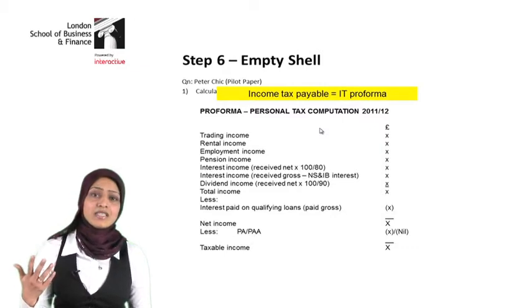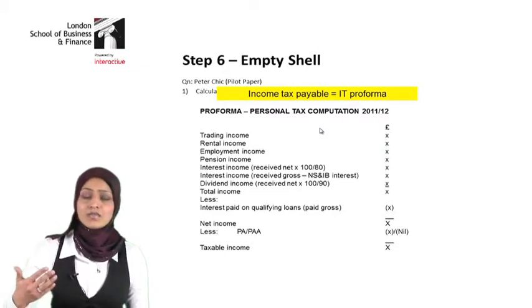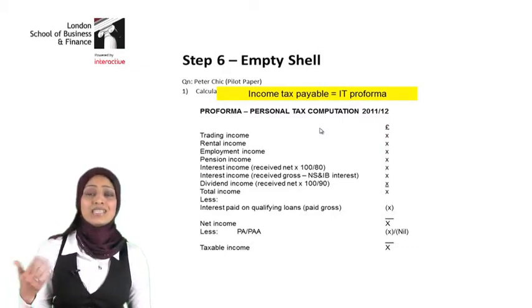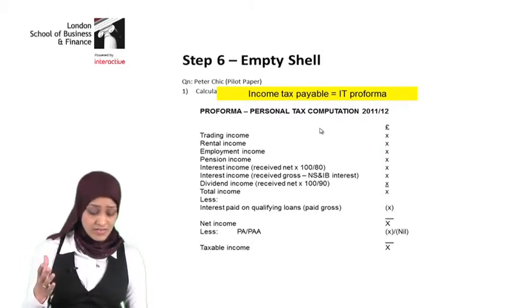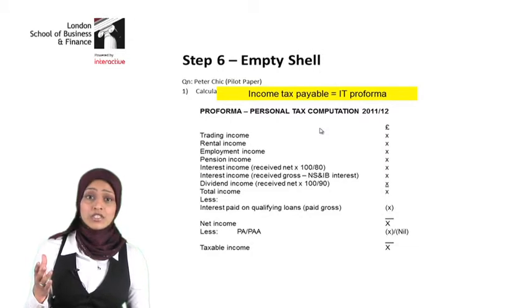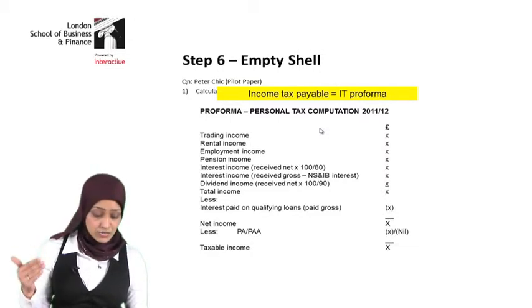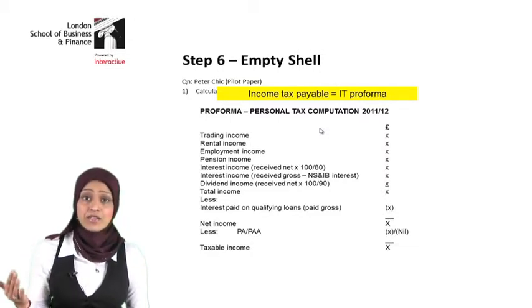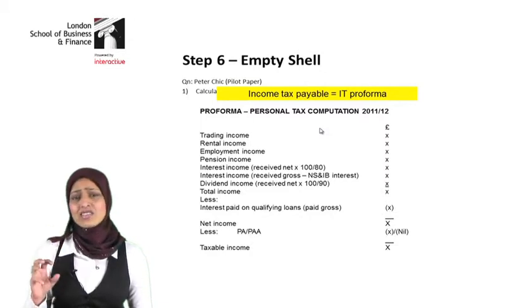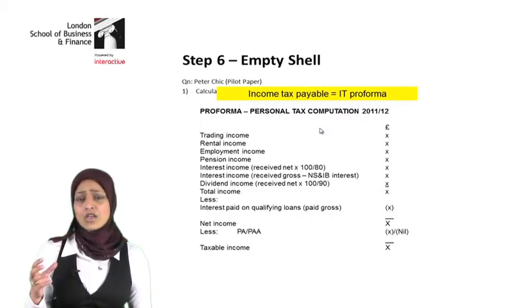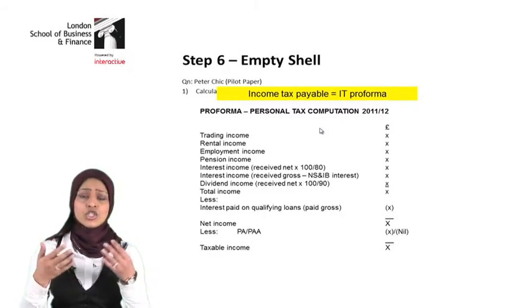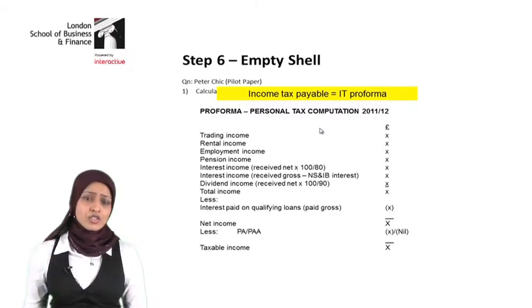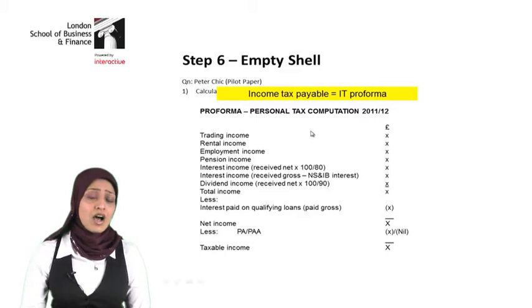What you will find is that not all the items in the pro forma will necessarily feature in the question. For instance, if you look at Peter Sheik, we never had any trading income for Peter Sheik. Yes, we had some rental, some employment. We never had any pension income. So it is not necessary that every item will feature, but what you will notice is that a pro forma will serve as a good checklist for you to be able to decide what you need to do.